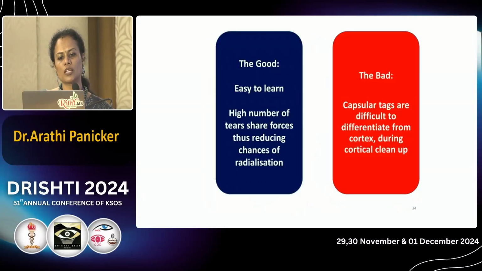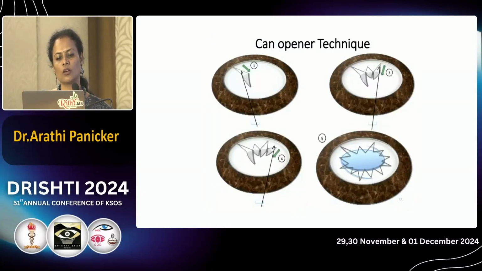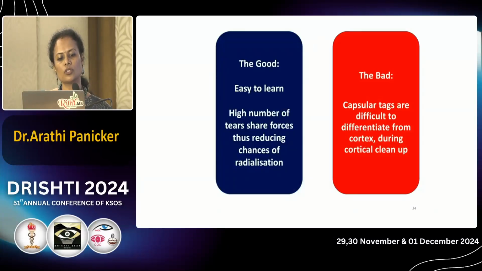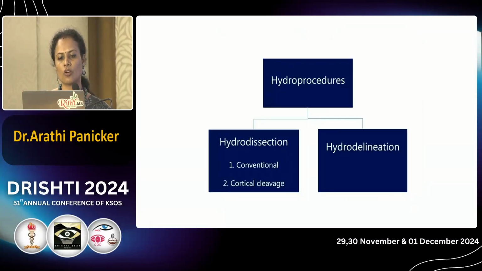The can opener technique is done. The good thing is that it is easier to learn. The learning curve is short. The high number of tears shares forces, thus reducing the chances of radialization. But the bad thing is that you will find difficulty during the cortical cleanup. That is, capsular tear tags will be difficult to differentiate from the cortex.